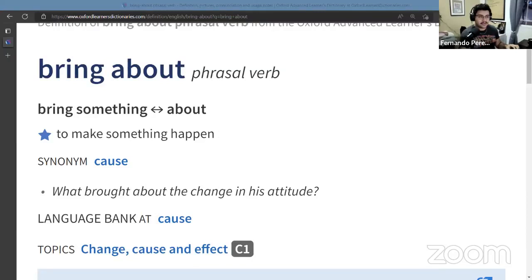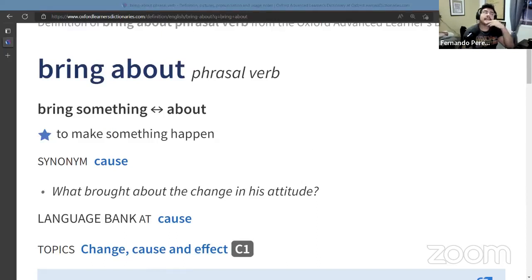What caused? This was caused. This is the synonym over here. What caused? What made? Exactly. Bring about is similar to cause. To cause or make.